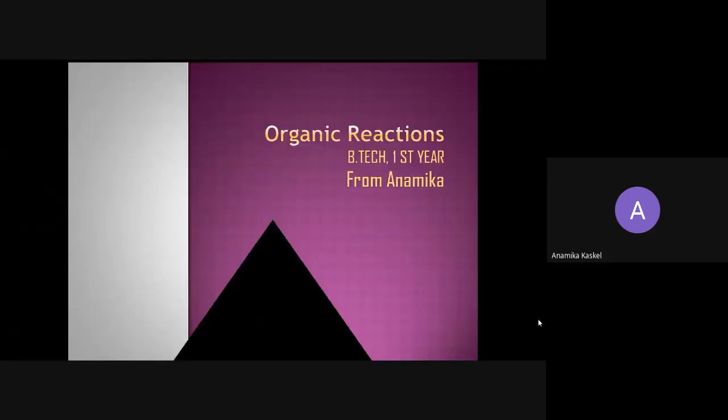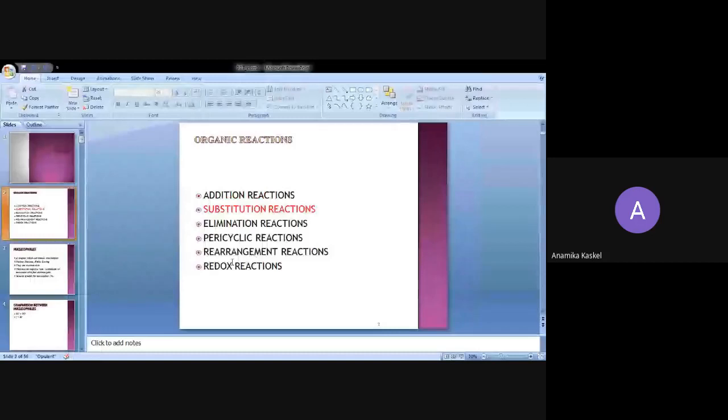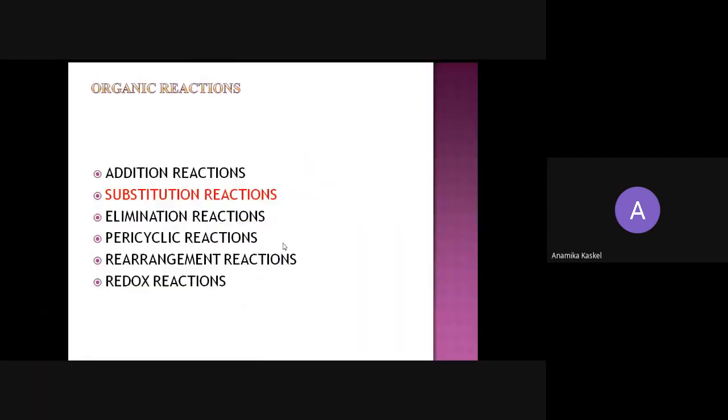First of all, I consider addition reaction, substitution reaction, elimination reaction, pericyclic reactions, rearrangement reactions, and redox reactions. Okay. So I'm marking the substitution reaction in red color. Today we discuss the basic concept of the substitution reaction.